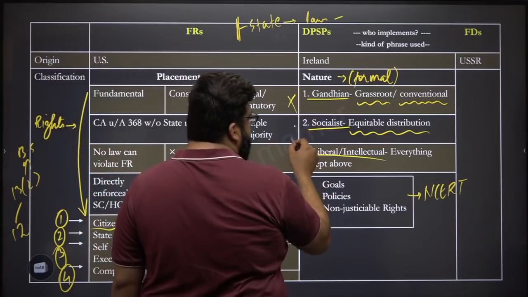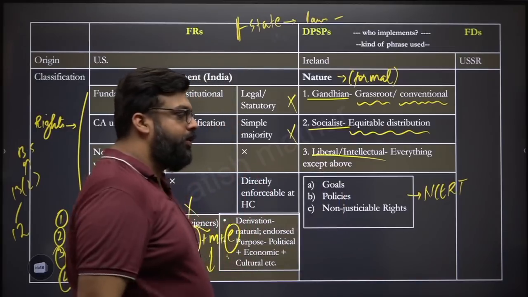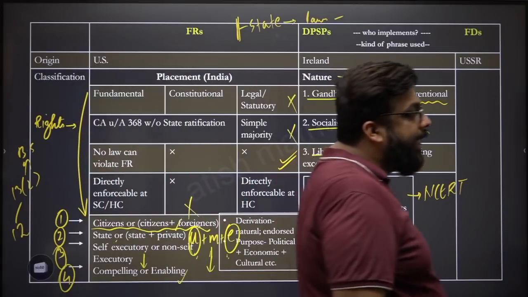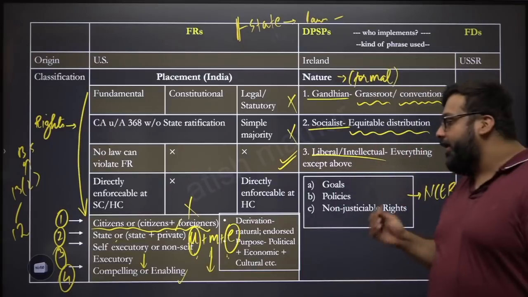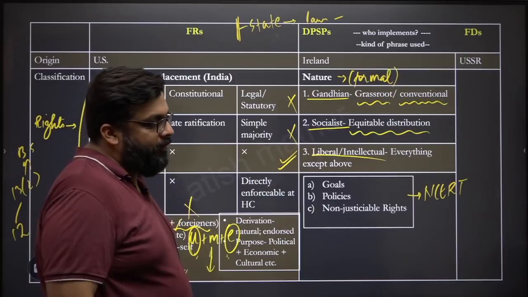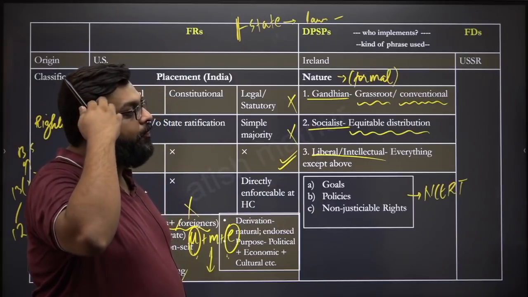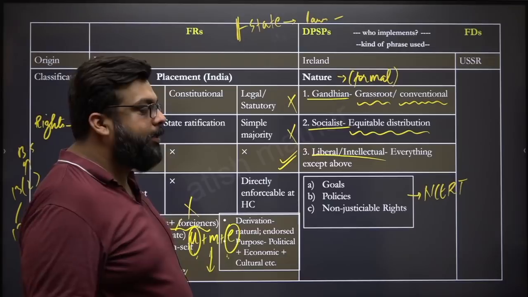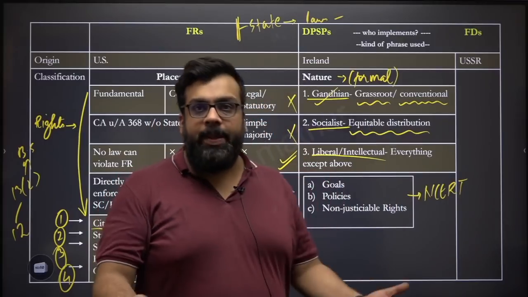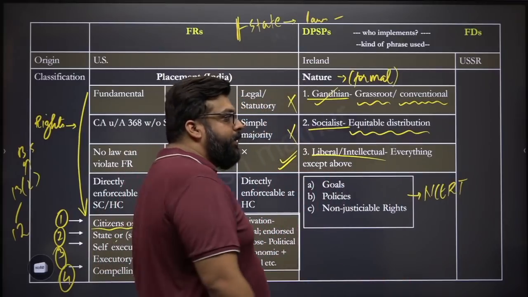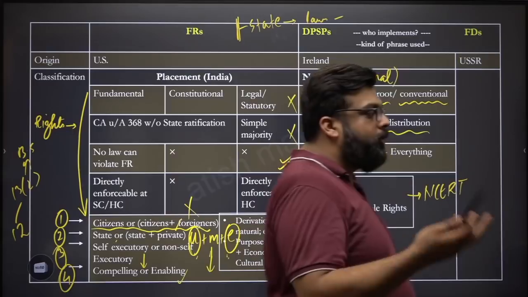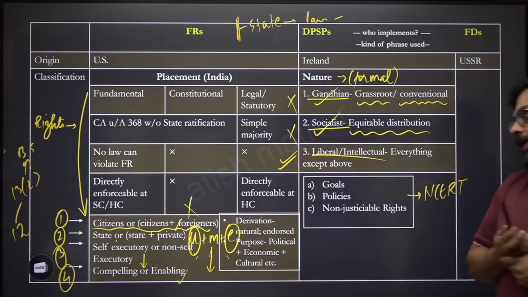If it is not fulfilling the criteria of the first two, then it will automatically be a liberal or intellectual. I might just go out on a limb and say, if you're not Gandhian or socialist, then you are a liberal or an intellectual. Some food for thought for much later, but for prelims this is more than enough. So for example, promotion of Panchayati Raj or organizing village panchayats, grassroots, rural, conventional, Gandhian. Equal pay for equal work, equitable distribution of resources, socialist. Uniform civil code, which is neither of the two, so automatically becomes liberal or intellectual.